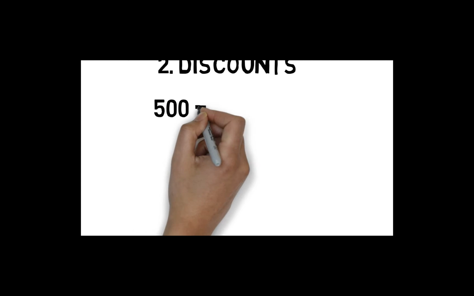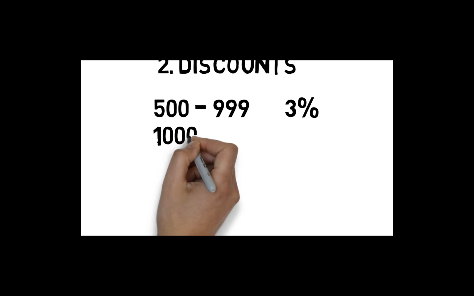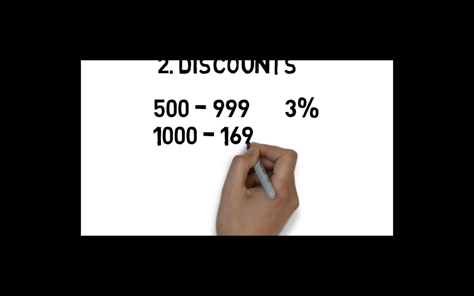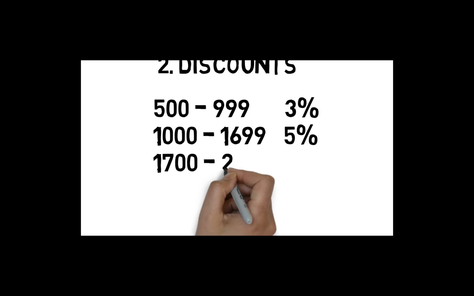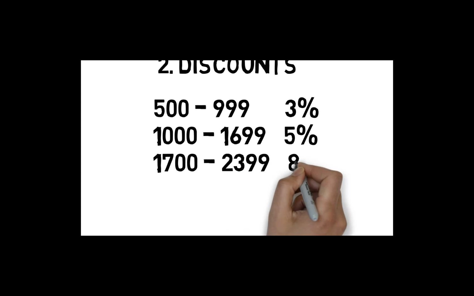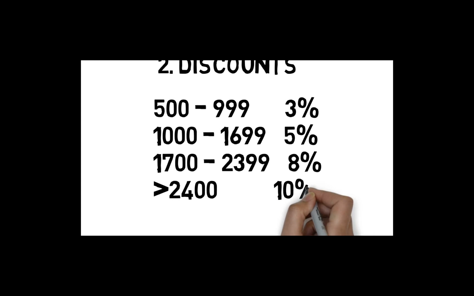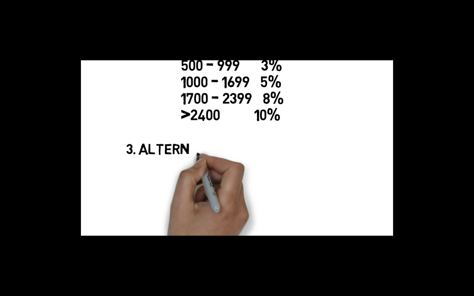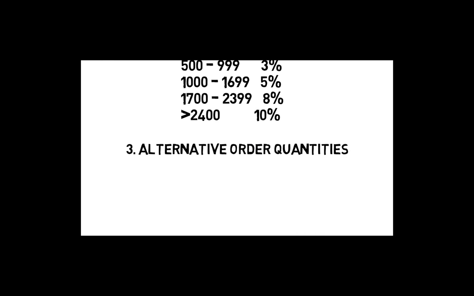For quantities of 500 to 999, he would get a discount of 3%. For quantities of 1000 to 1699, a discount of 5%. For quantities of 1,700 to 2,399, he would get a discount of 8%, and for all quantities larger than 2,400, he would get a discount of 10%. Based on the discounts, he can then calculate cost scenarios for alternative order quantities.